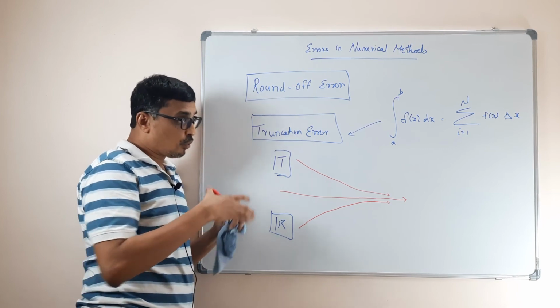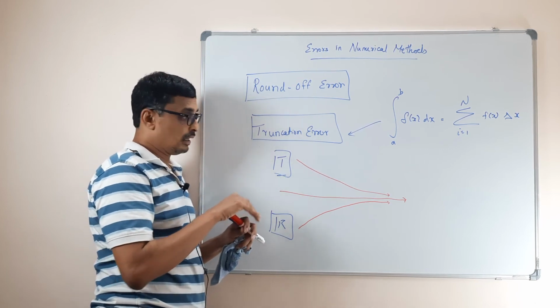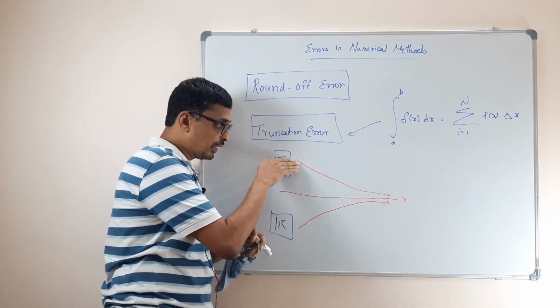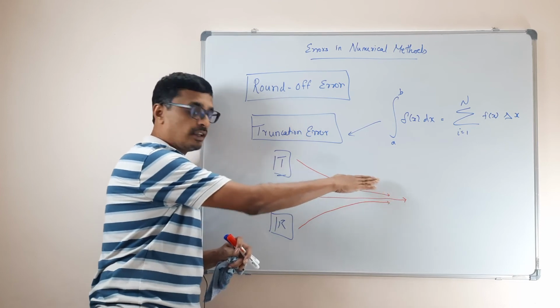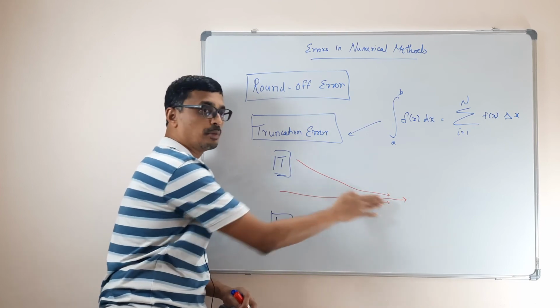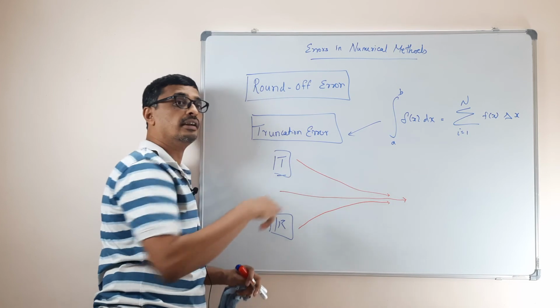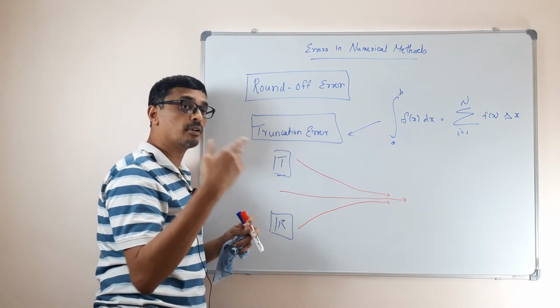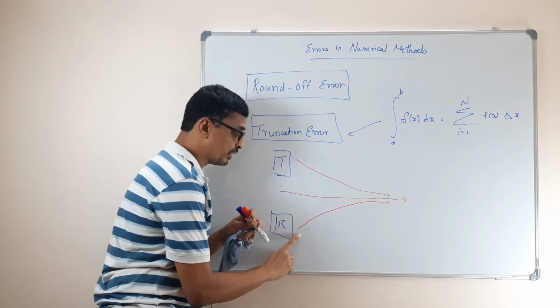So what I want to tell you here is, if I want to reduce my truncation error, what I face is that my round-off error will increase, because reduction of truncation error needs more and more additions or more and more operations, and more and more operations is going to increase your round-off error.